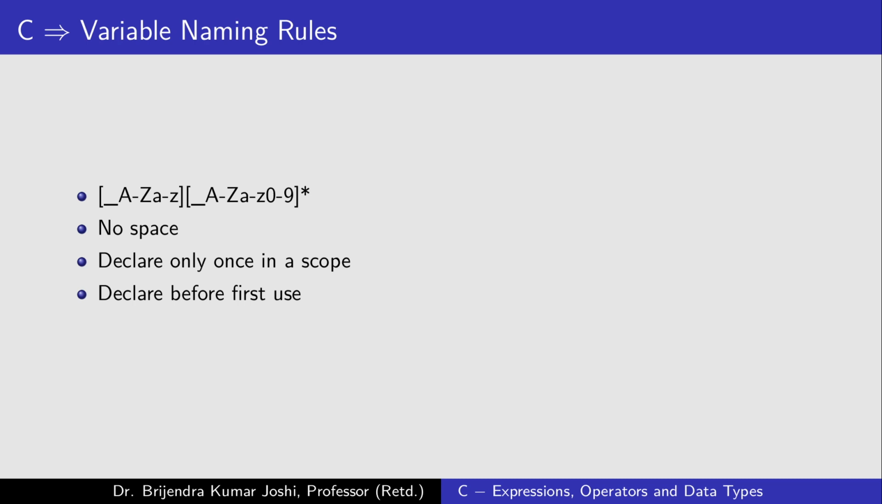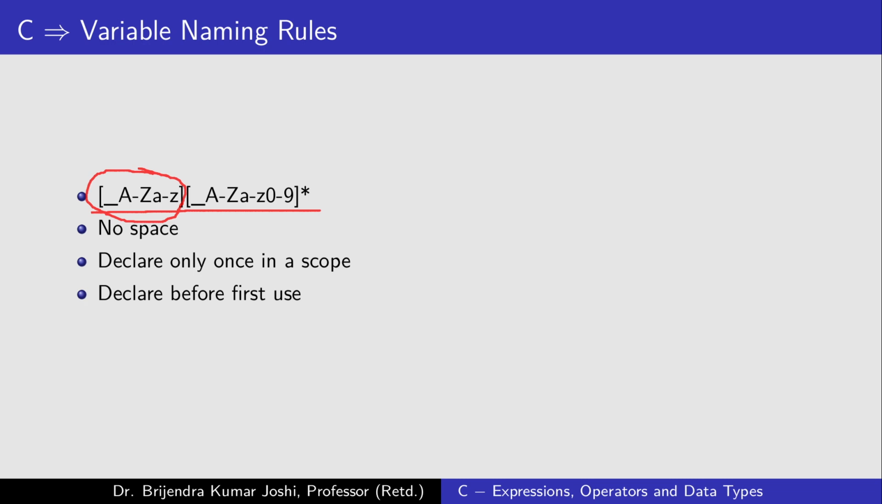Now here you should understand the first rule for declaring a variable or giving a name to a variable is this. What does this mean? The first pair of square brackets tells us that the first letter of any identifier or a variable name has to be one of these 53 characters: underscore, any one of 26 uppercase letters, and any one of 26 lowercase letters.